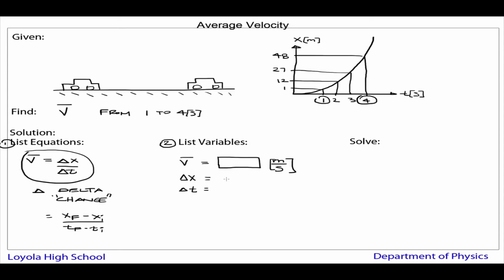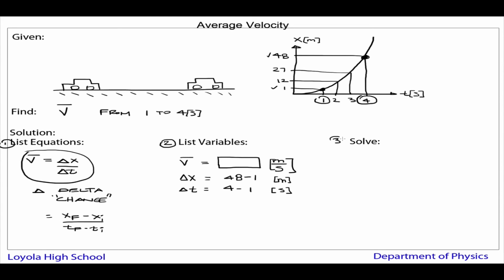Now, for the delta x, here are my 2 points. There's point 1 right there, and the other point right here at 4 seconds. What I want is the final minus initial. The final position is 48, and the initial position is 1. So I have 48 minus 1, and the time is 4 minus 1. This is going to be in meters, and this is going to be in seconds. Okay, so I have the delta x and delta t there.